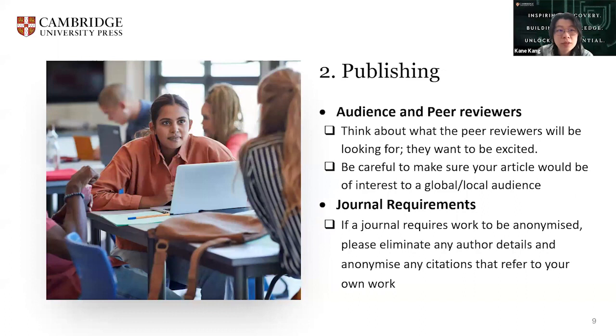And some tips for publishing. First, audience and peer reviewers. So think about what the peer reviewers will be looking for. They want to be excited. Be careful to make sure your article would be of interest to a global or local audience. Depends on what kind of journal you are submitting to. If you select an international journal, make sure your article will be of interest to a global audience.